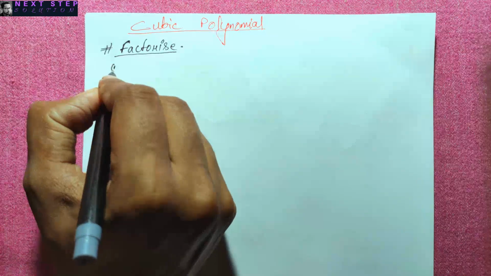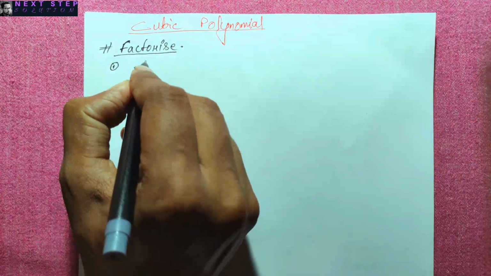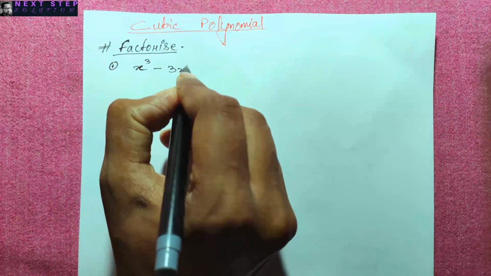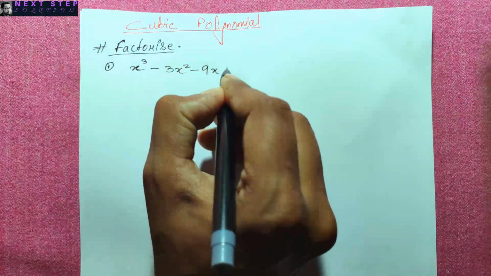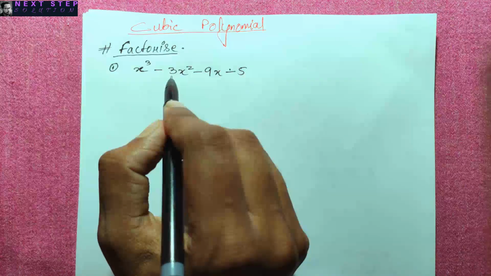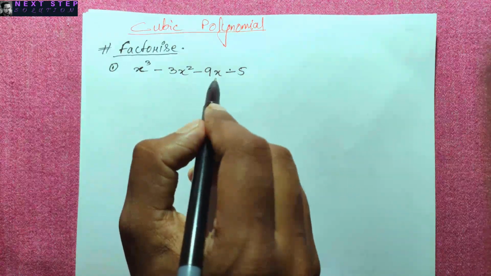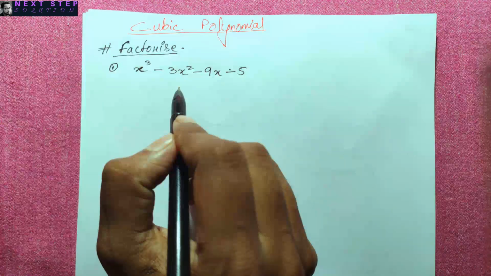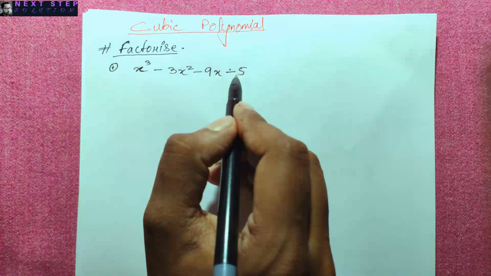Suppose the question is x cube, because it is a cubic polynomial, the degree should be 3. x cube minus 3x square minus 9x and minus 5. This is a cubic polynomial, and a cubic polynomial will not have a single middle term, and this cannot be solved by splitting the middle term. We have to find out one possible factor of this polynomial by trial and error method.